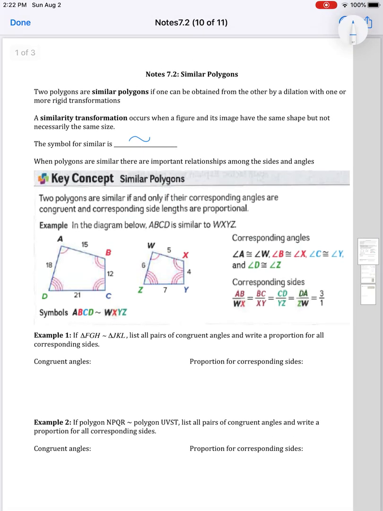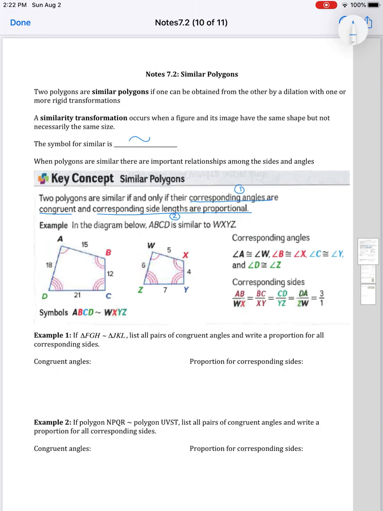The symbol for similar is the little mark that appears above the congruent symbol, in terms of the equal sign. So that is your symbol for similarity. The formal definition is that two polygons are similar if and only if their corresponding angles are congruent. That's part one. And part two is that the sides are proportional. Keep in mind, the angles are equal, not the sides. The sides have to be proportional. So we're going to be setting up lots of proportions here.